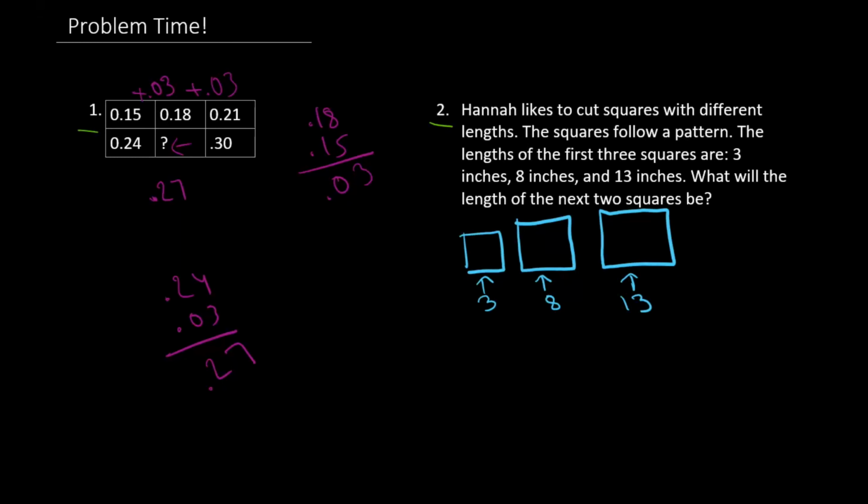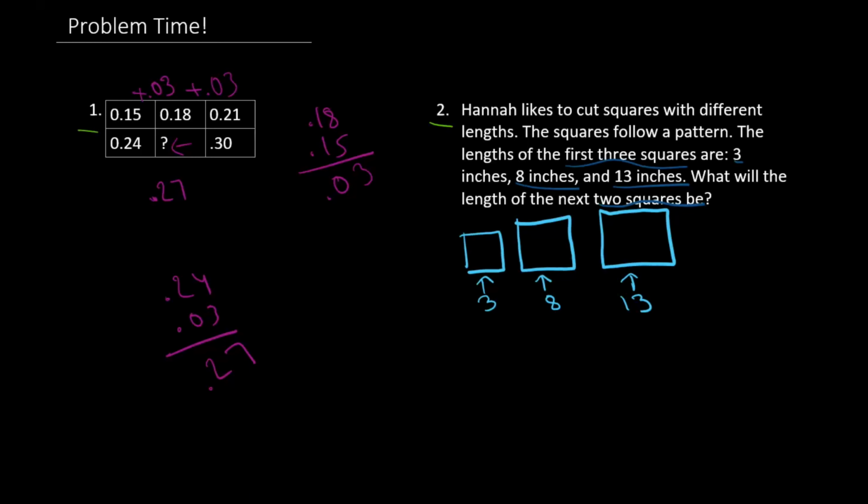Now, the second question. Hannah likes to cut squares with different lengths. The squares follow a pattern. The lengths of the first 3 squares are 3 inches, 8 inches, 13 inches. What will be the lengths of the next 2 squares? This is really important. It's not the next square, it's the next 2 squares. So we're finding the fourth and the fifth square.